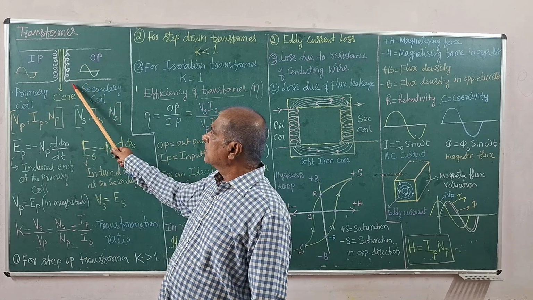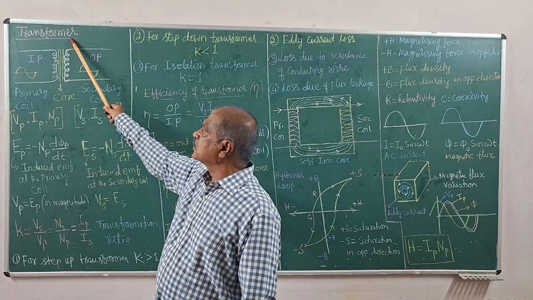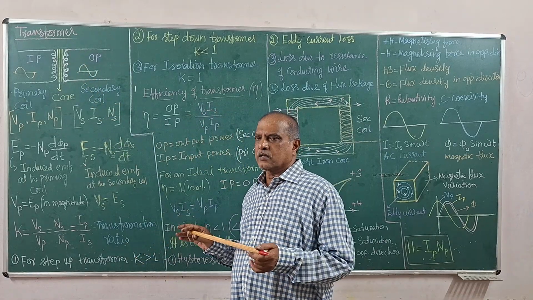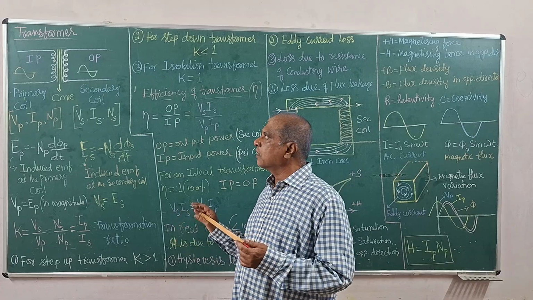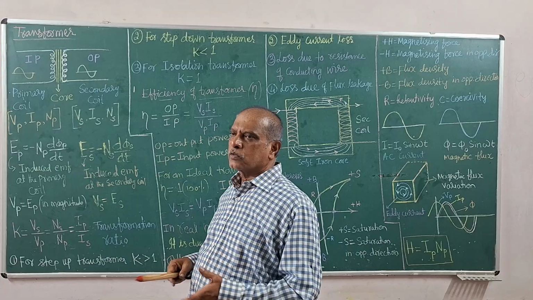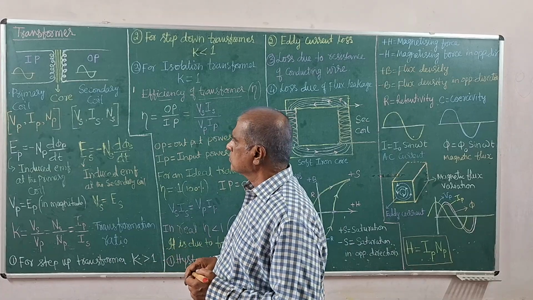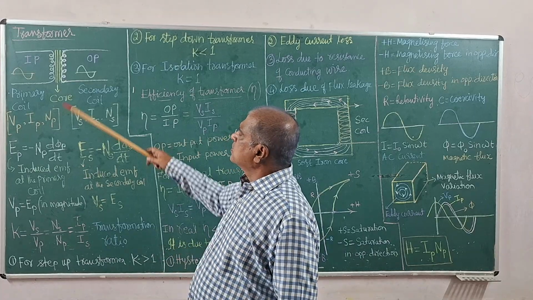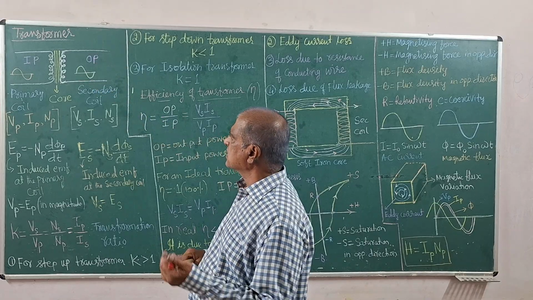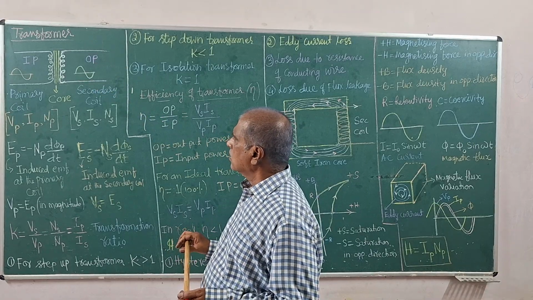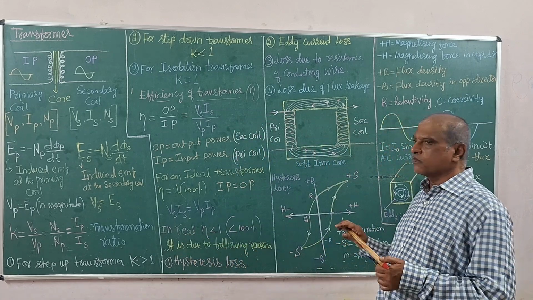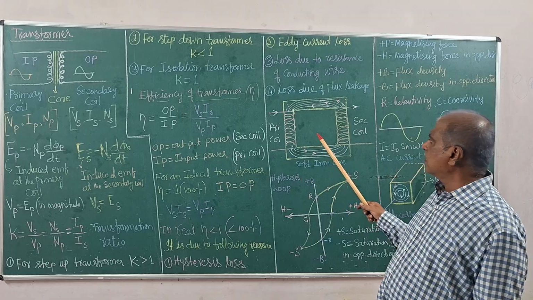This is the transformer. The name implies transformer. Energy transfer from one coil to other coil is transformer, not directly through the conductor. So this is the symbol of transformer. Let us have a design of a transformer. That is a kind of design.